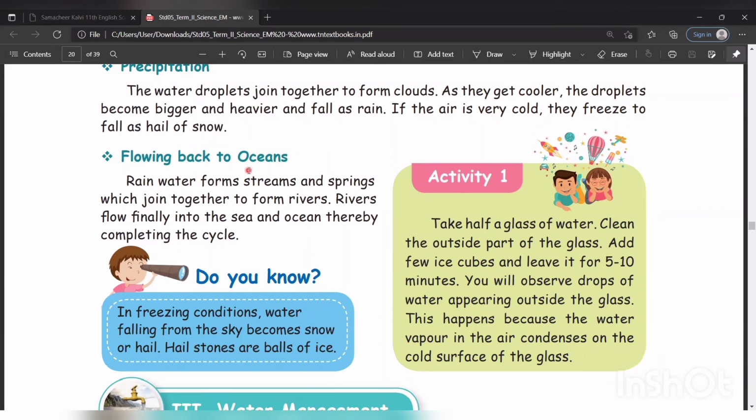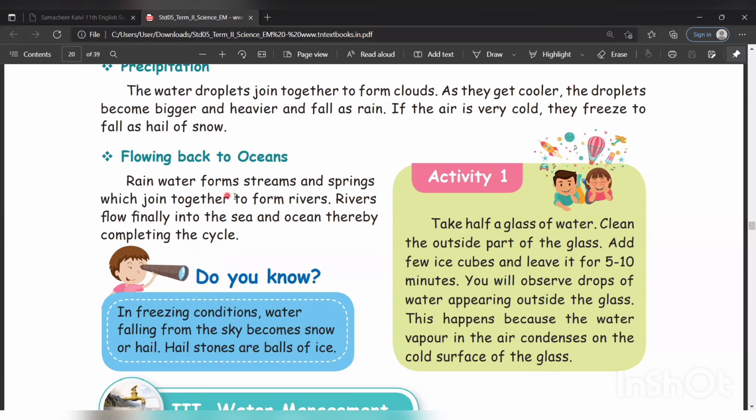Flowing back to oceans. Rainwater forms streams and springs which join together to form rivers. So rain is the main source of water, isn't it? So from rain, it forms streams and springs which join to form rivers. Rivers flow finally into the sea and ocean, thereby completing the water cycle.